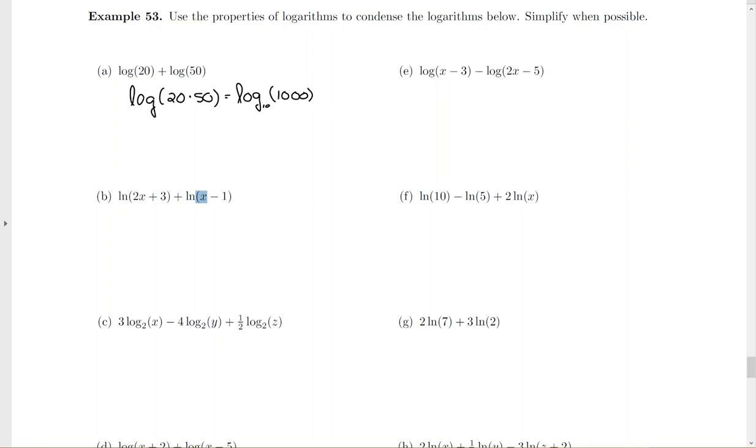And if you know it, go ahead and write it down. If you don't, then use your calculator because it's base 10. You just simply type in log 1,000. You're going to come up with just the number 3.